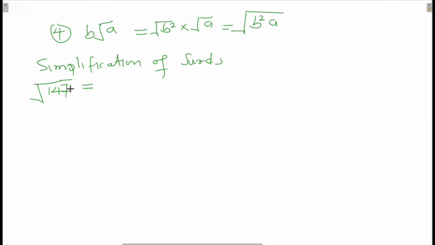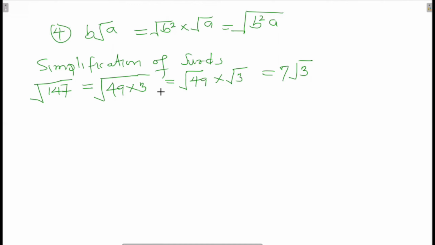Out of the factors that give me 147, I'm looking for the one that is a perfect square. If you press your calculator, you see 147 is 49 times 3, and 49 here is a perfect square. If we apply our multiplication law, it's written as root 49 times root 3. Root 49 is 7, multiplied by root 3, gives us 7 root 3. So this is a simplification of a surd. That means root 147 is the same thing as 7 root 3.